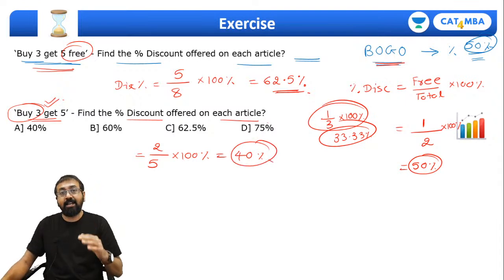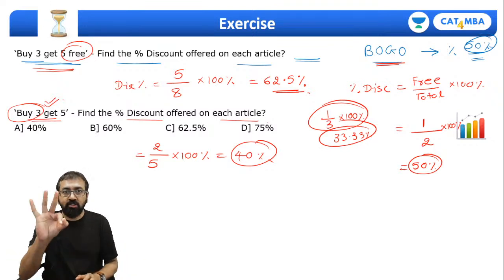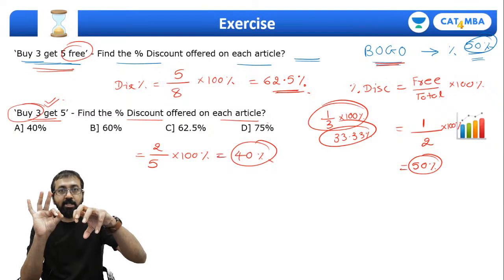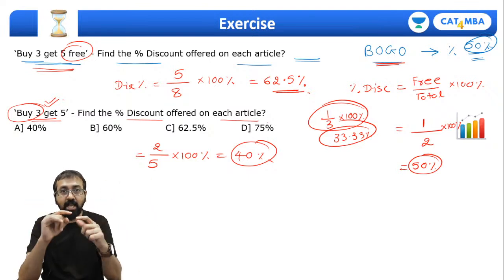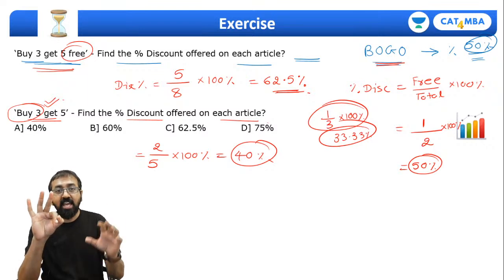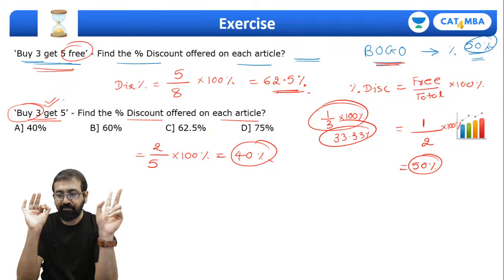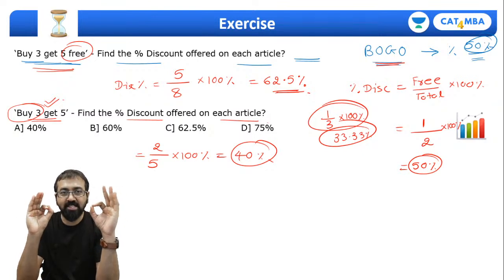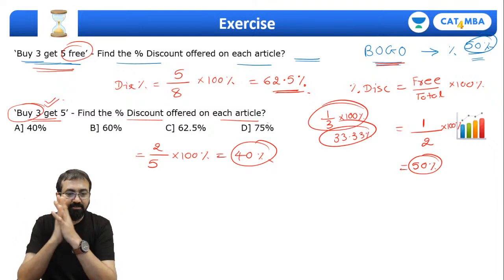Buy 3 get 5 free. Sorry, buy 3 get 5. That means you bought 3 and you got 2 additional garments free. So discount is free upon total, right? You will have to pay for 3 garments and you will get total of 5 garments. That means you got 2 garments free. Yes, everyone, so answer is 40%. Do not make such silly mistakes. Correct? Okay, fine.